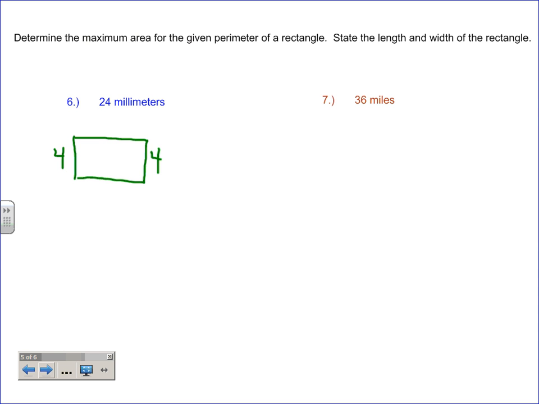Well, no, because remember there's 2 of those, right? So you kind of got to divide by that 2. And so 8 and 8, right? And all of these are, of course, millimeters if I'm going to add them up.